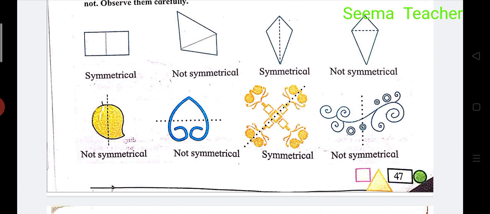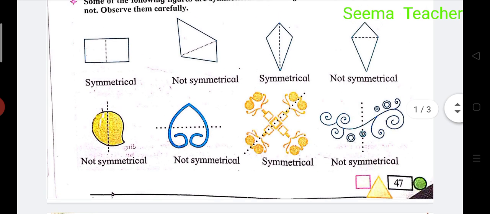This picture also is not symmetrical. See this picture, it is symmetrical. There is a dotted symmetric axis in the middle. If one part falls on the other, then it is symmetrical, and this one is not symmetrical. You have to draw these, students.